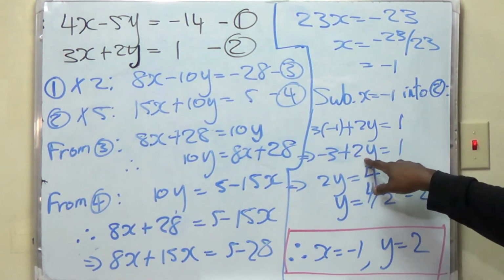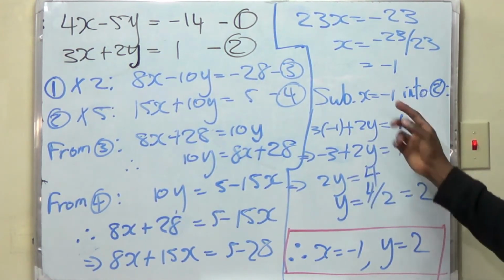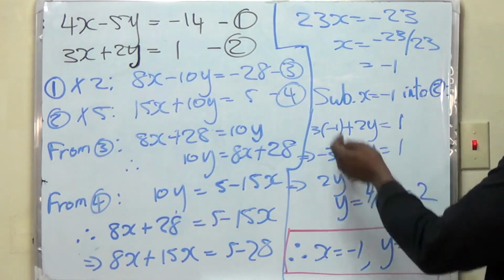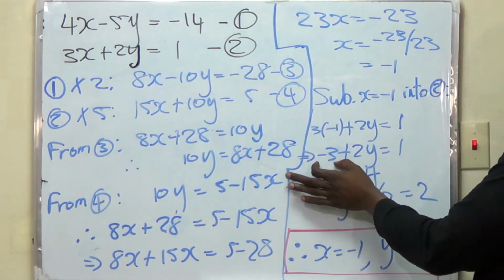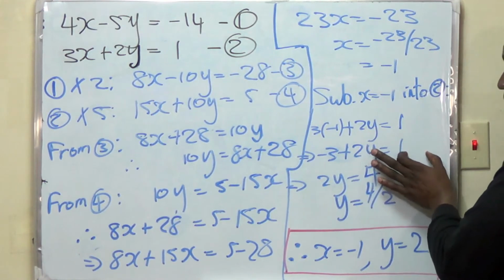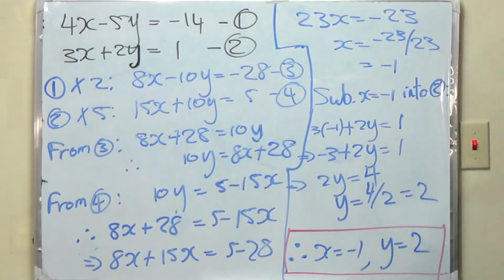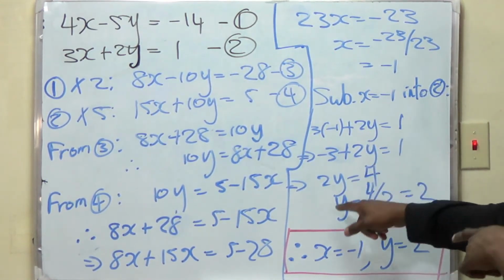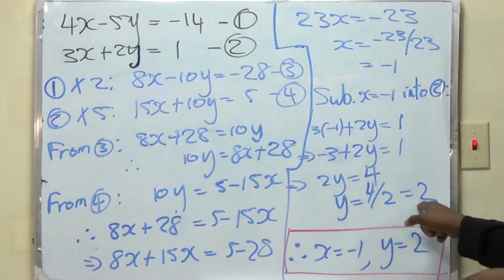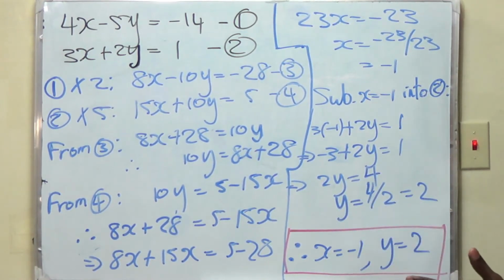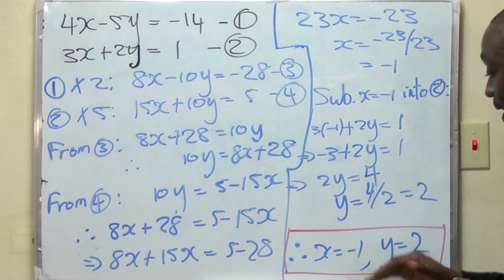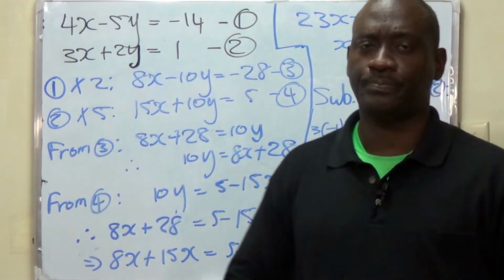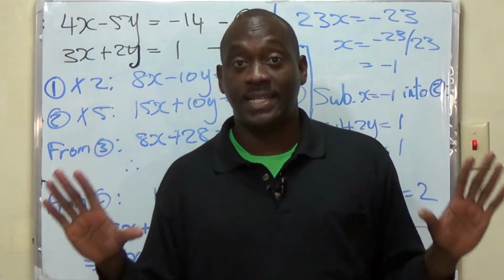Alright, so you have 2y, you take the minus 3 and bring it across here. So you get 2y will be equal to 1 plus 3, which is what you'll get when you take the minus 3 and bring it across. So 1 plus 3 is 4. So 2y is equal to 4. y then will be equal to 4 divided by 2, which will give you 2. Therefore, at the conclusion, x is equal to minus 1 and y is equal to 2. So, that is what it was.